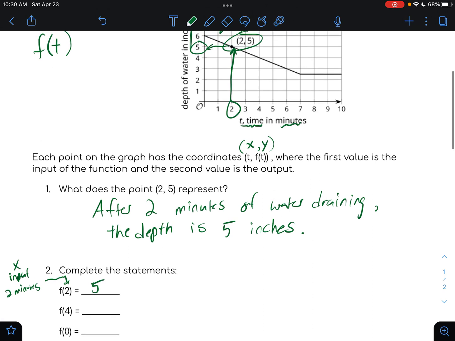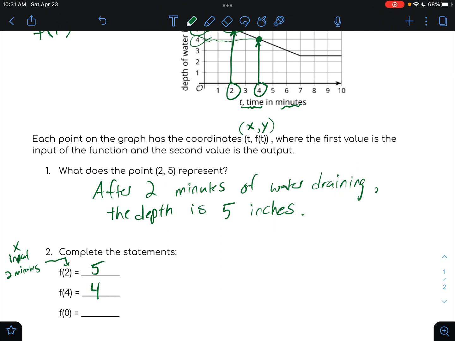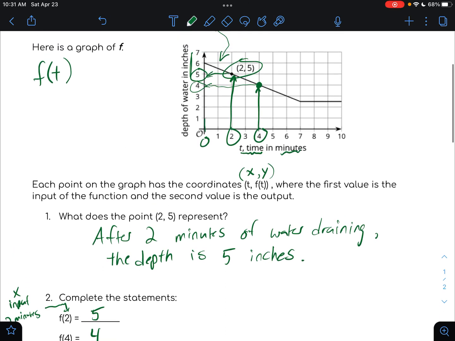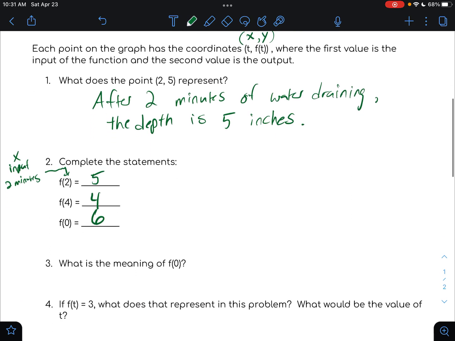F of 4, okay, so 4 is the input, 4 is the time in minutes, so at 4 minutes, let's follow it up. So there would be the output, so that would be also 4. 4 inches though, 4 minutes, 4 inches. And then f of 0, so it's 0 minutes, the input. So that's sort of like our beginning amount of water, which would be right here at 6 inches. So f of 0 equals 6.